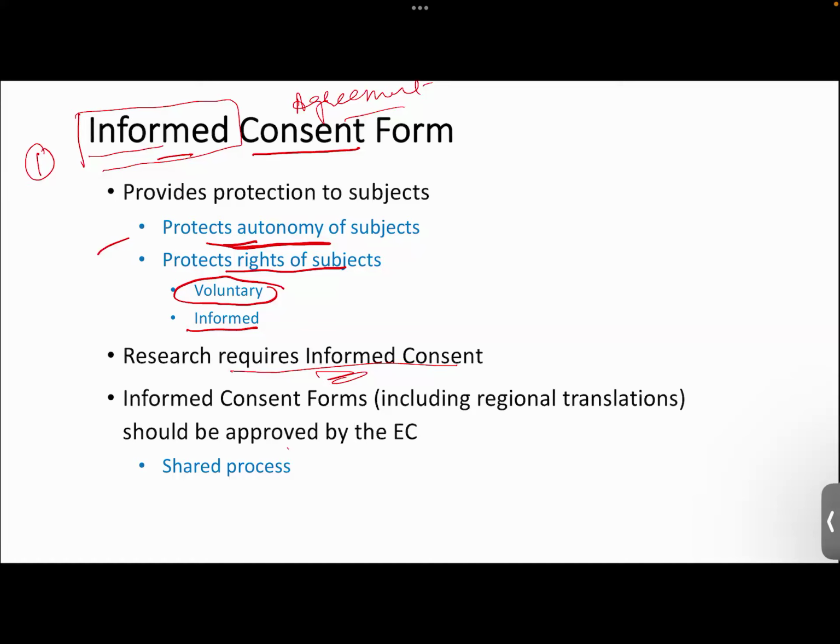Okay, another point is that the informed consent form, whatever document we are using, should be approved by the ethics committee. We also spoke about, and I'm connecting this to what we have already learned, the recent Declaration of Helsinki, which was revised in 2024, as I shared with you. They have emphasized a lot on the role of the ethics committee. They are expecting more from an ethics committee, that you should be involved there. And it is a shared process.